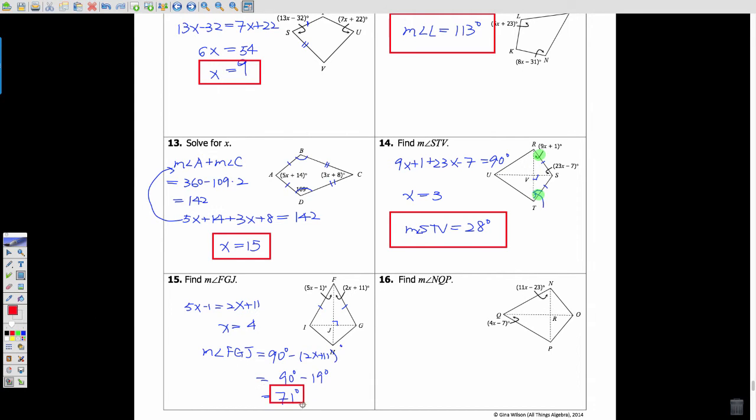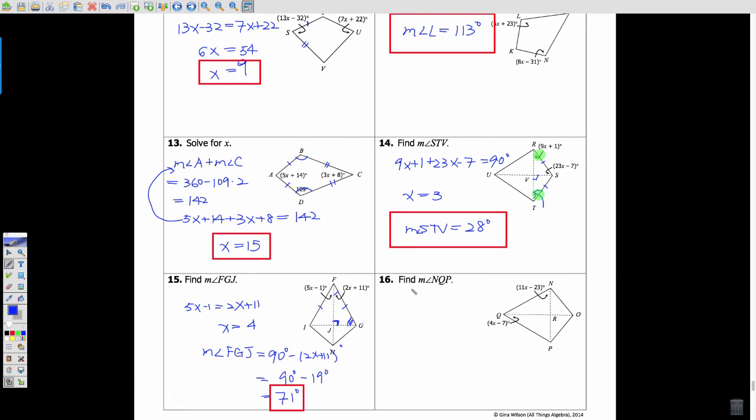Okay, I went over this a little bit faster, but I hope you see that this angle here and this angle here add up to 90 degrees because this is 90 degrees. And if that happens, you solve for x. Once you solve for x, you can find out what this 2x plus 11 is, and you are asked to find FGJ, which is this angle with a 2 tick mark.